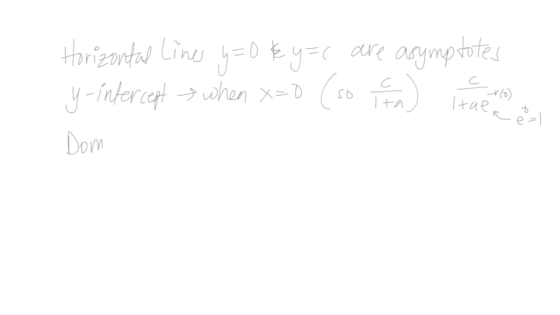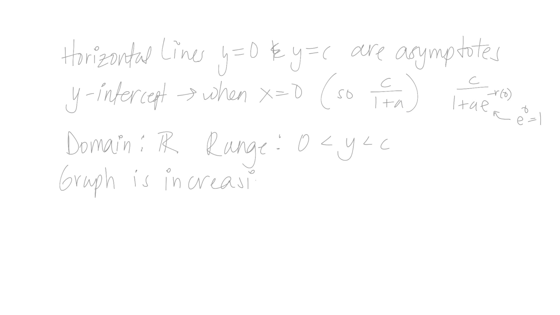The domain of the logistic function itself is all reals, and the range is going to be 0 is less than y, which is less than c. So you're going to be in between those two asymptotes for the range. In terms of the graph itself, it's going to be increasing from left to right. Again, we'll look at an example.